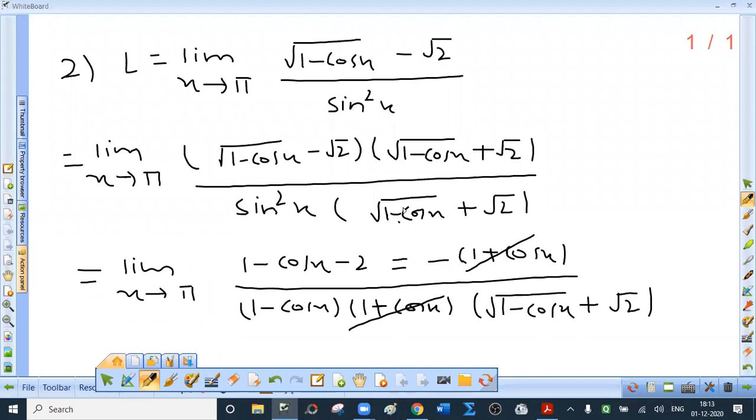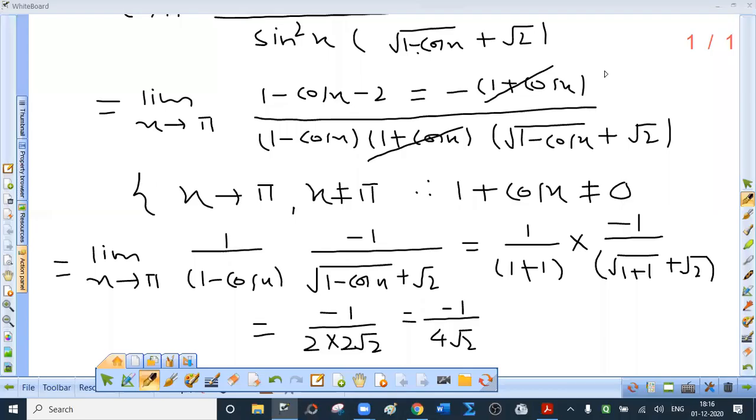Note that here standard trigonometry is not to be used. Now you will ask me how to know that. See, on simplification, it is clearly seen that this factor is giving absurd result. So we have to cancel it. So can we cancel 1 plus cos? Yes, we can. As I said, x only tends to pi, not equal to pi. So 1 plus cos x not equal to 0. Mention remaining factors. Take the limit because denominator is not 0. Remember, cos pi is minus 1. So it is minus 1 upon (1 plus 1) into (root of 1 plus 1, plus again root 2). So minus 1 upon 2 into 2 root 2. So minus 1 upon 4 root 2 is the final answer.